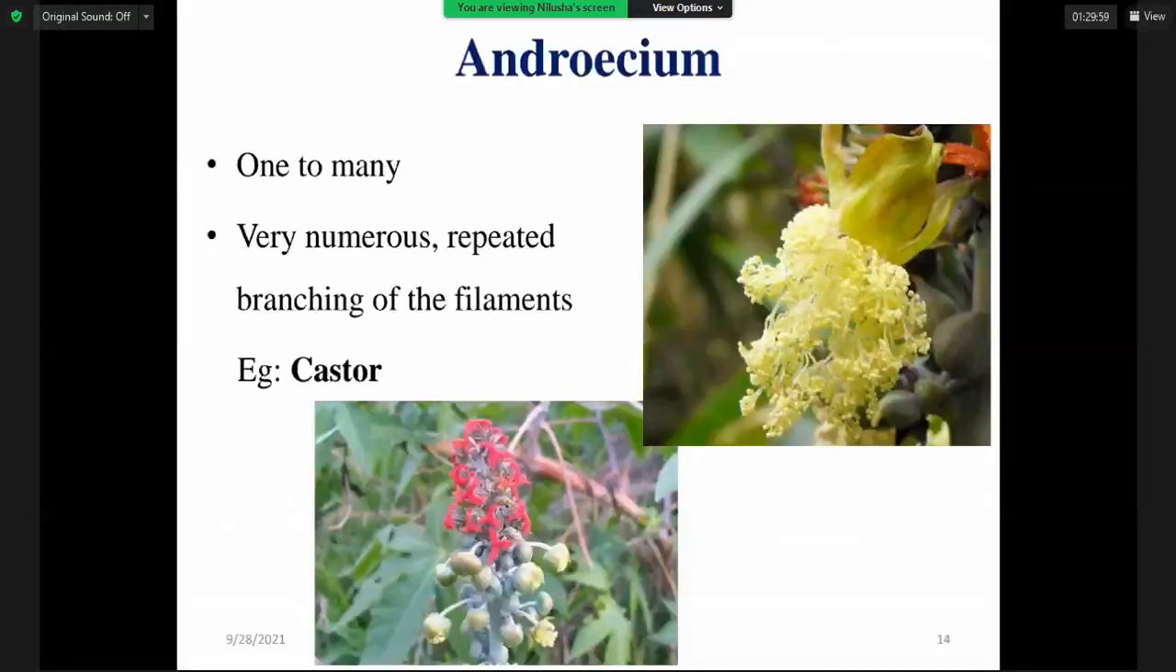Next one is the androecium. In the Euphorbiaceae family, there are one to many stamens. In the castor, there are very numerous stamens. It is formed due to the repeated branching of the filaments. Here you can see there are numerous stamens because of the repeated branching of the filaments, so they have numerous androecium parts.